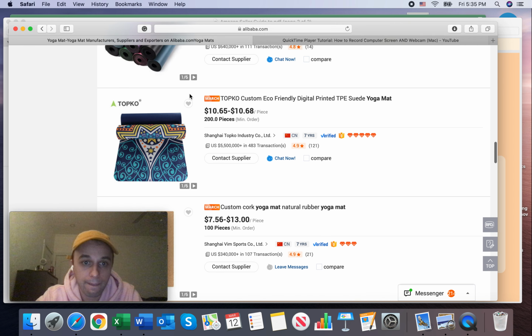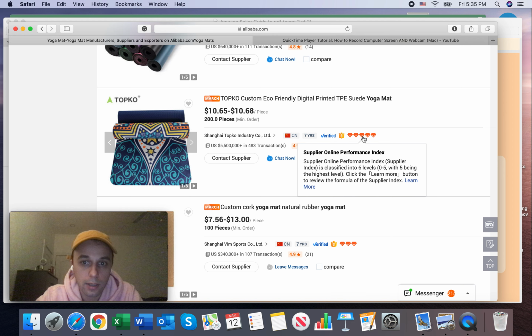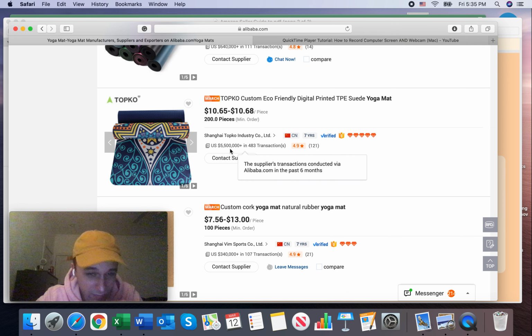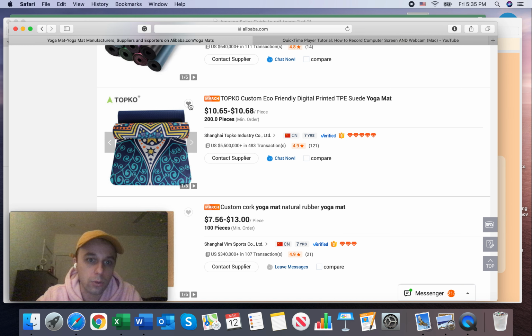7 years on Alibaba, verified supplier, golden supplier, many diamonds in performance index, which is a good thing, and over $5 million in transactions. Most likely this supplier is also a good supplier. So let's do just 4 for now. You got the idea.